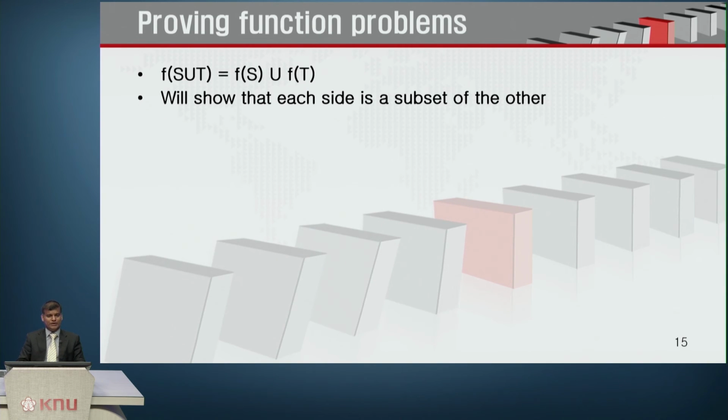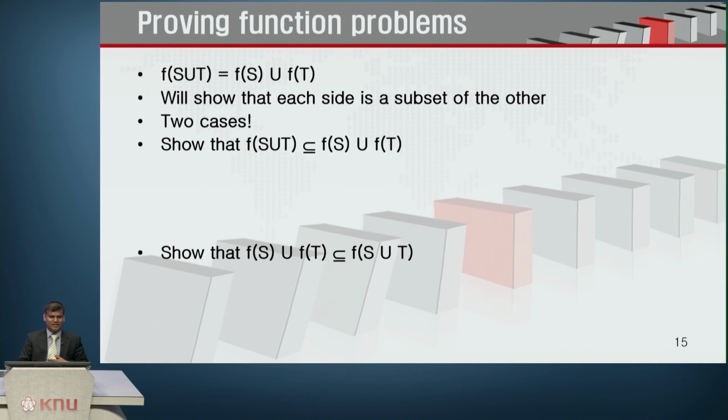f of S union T equals f of S union f of T. So we will show that each side is a subset of the other. So there are two cases. First we have to show that f of S union T is a subset of f of S union f of T. The other part is f of S union f of T is a subset of f of S union T.